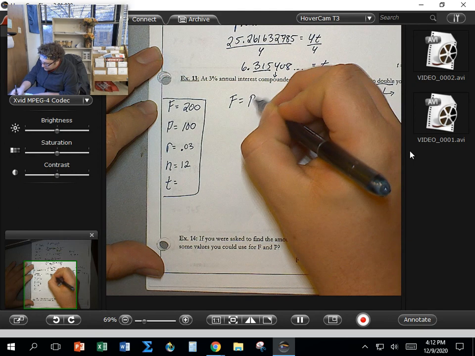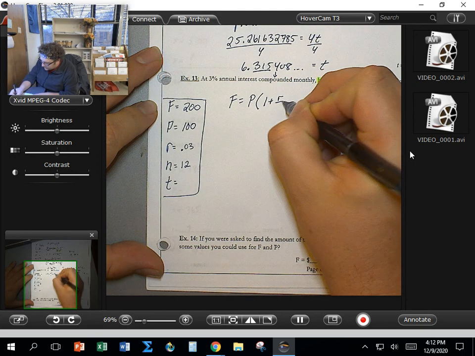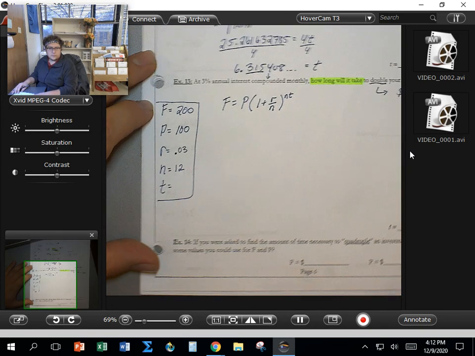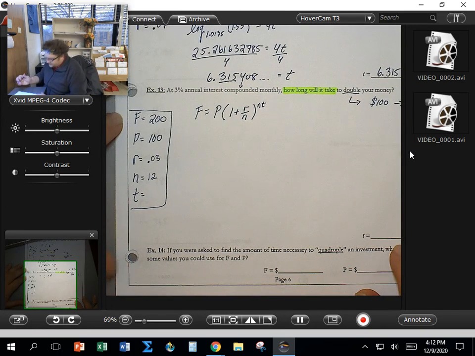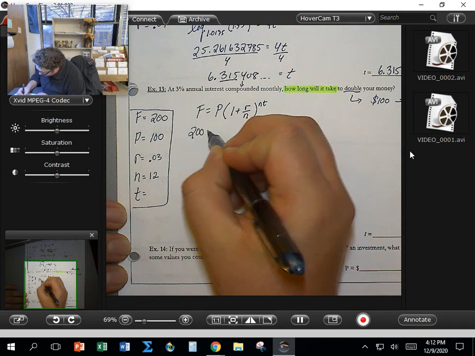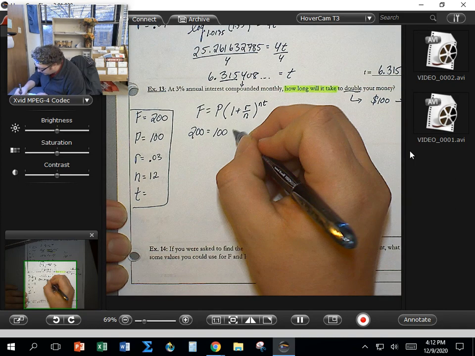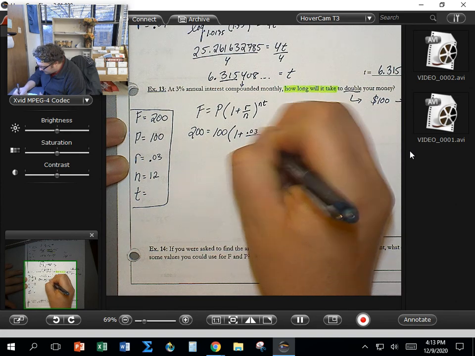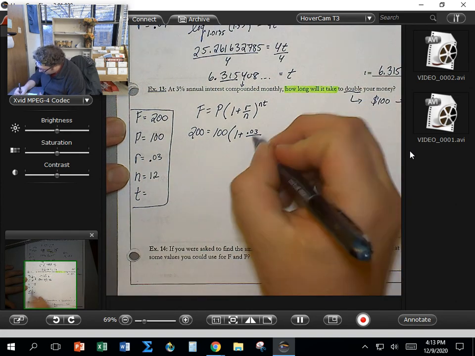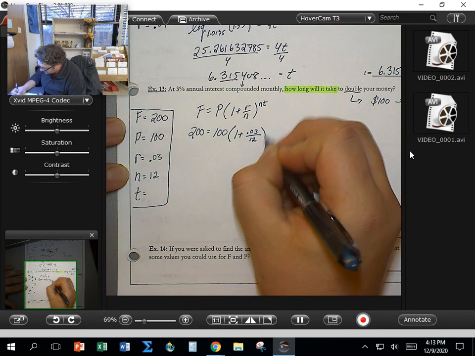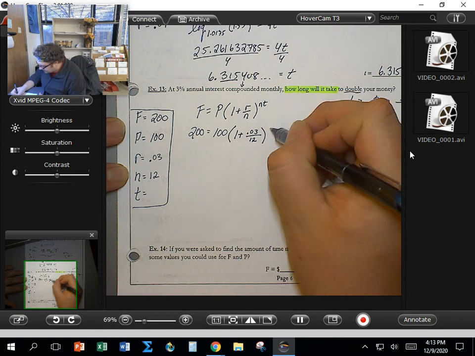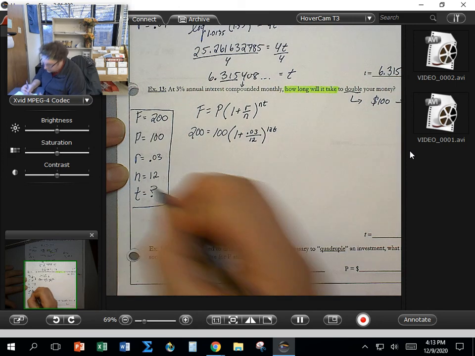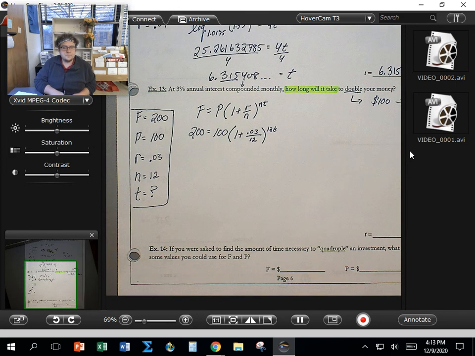And as always, we're going to start with our compound interest formula. It's good to see the whole thing out there in its glory. Okay, so 200 is our F value in this problem. 100 is the P value. We get 0.03 as the rate, and then 12 is our N value. This is NT, so this is going to be 12T. So time is what we're solving for.